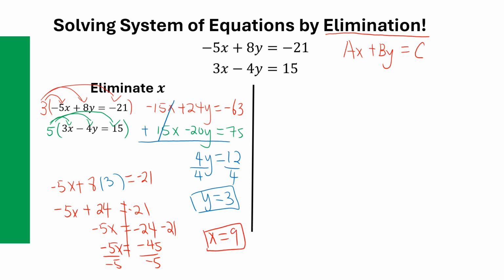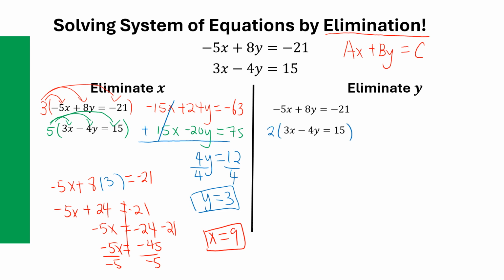Now, if you want to eliminate the y variable first, you have to think about what number 8 and 4 can go into, and that will be 32, because 8 times 4 is 32. But there's even a faster way to do this problem, because I know 4 can go into 8 evenly 2 times. So therefore, the bottom equation, I can just multiply by 2 to get negative 8y.